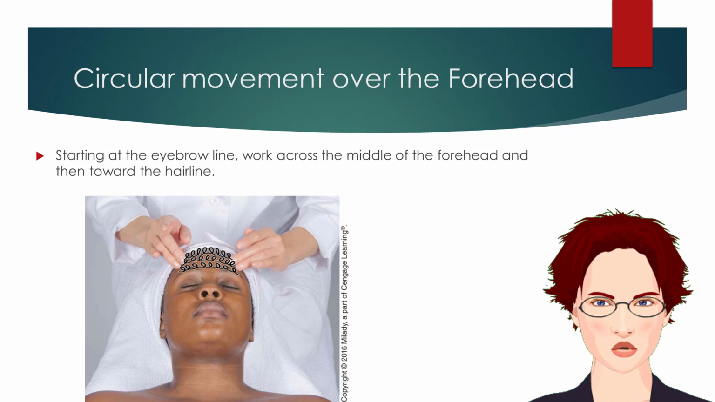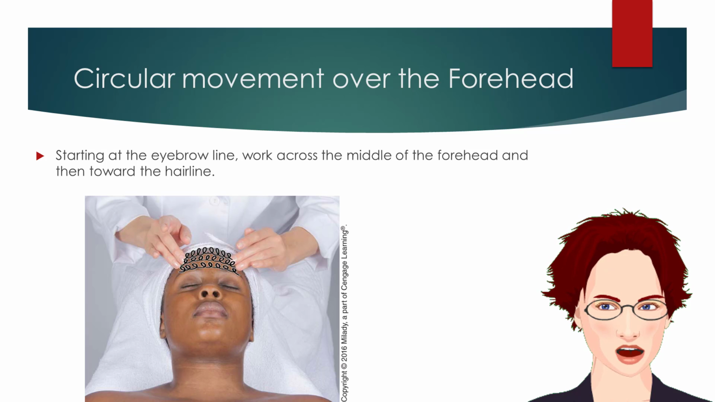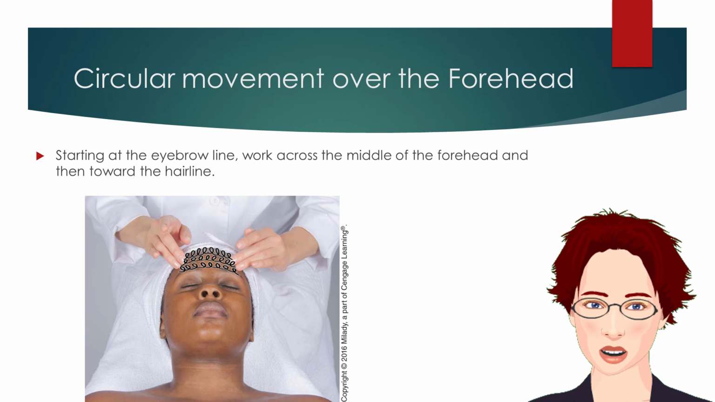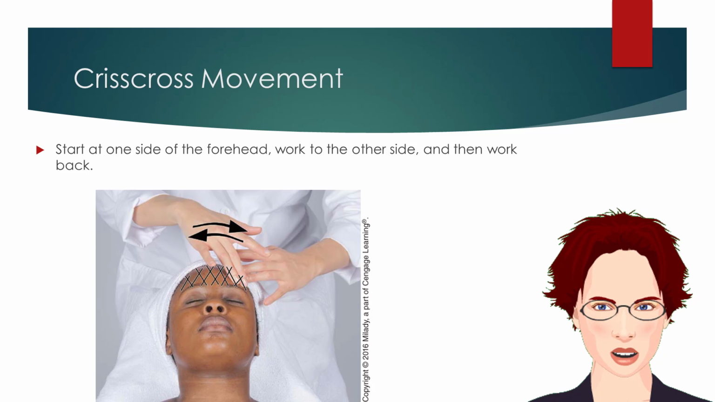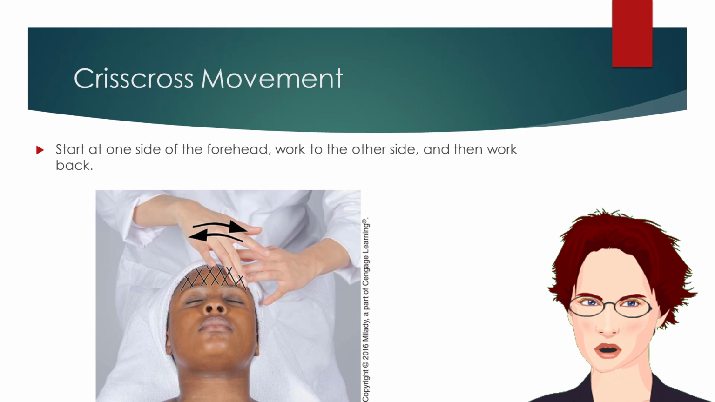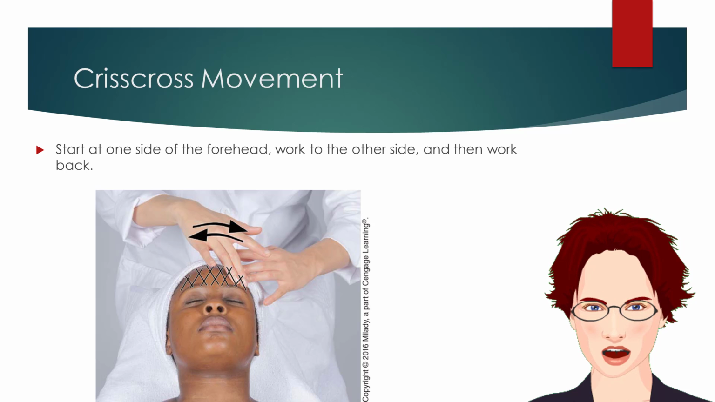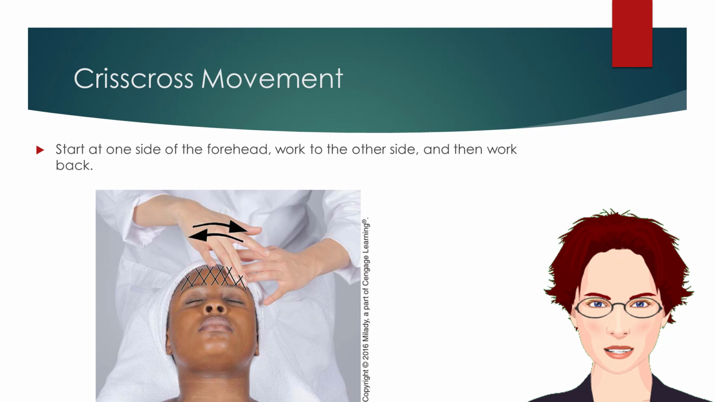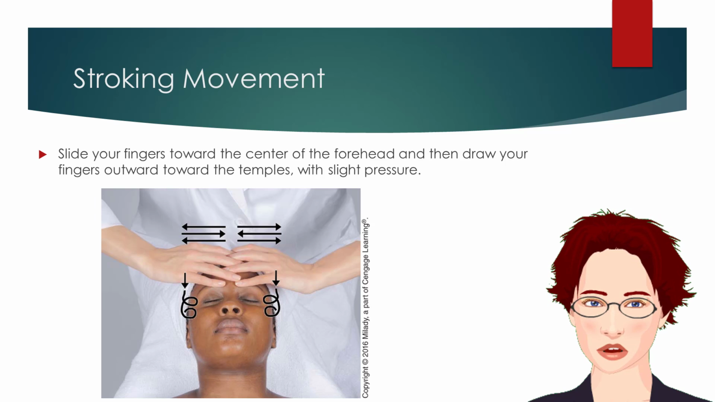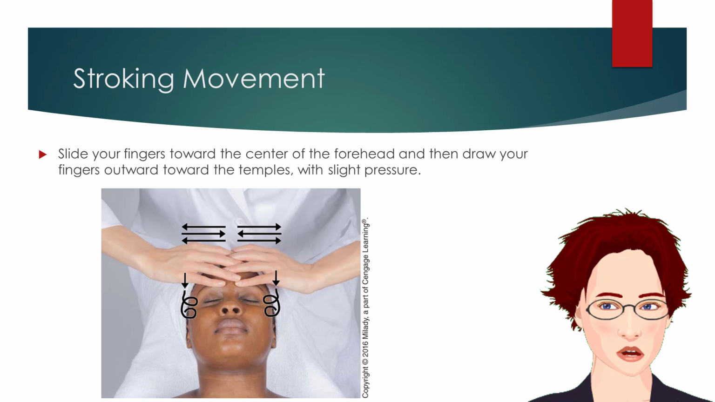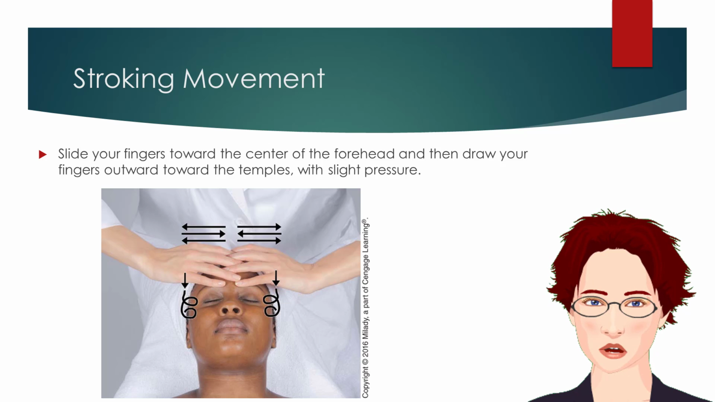The circular movement also uses friction, starting at the eyebrow line, work across the middle of the forehead and then up, toward the hairline. The crisscross movement also uses friction in a motion of making X's across the forehead, beginning on one side and working to the other. The stroking movement consists of sliding your fingers inward toward the center of the forehead, and then drawing them back out toward the temples with slight pressure.